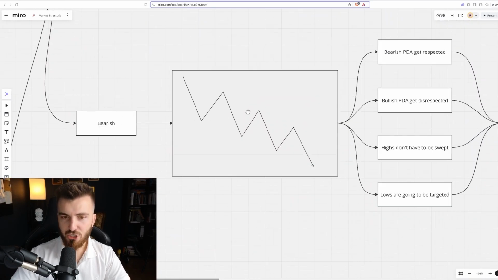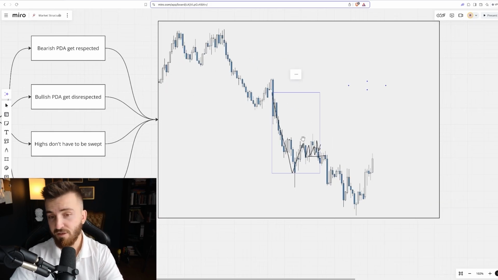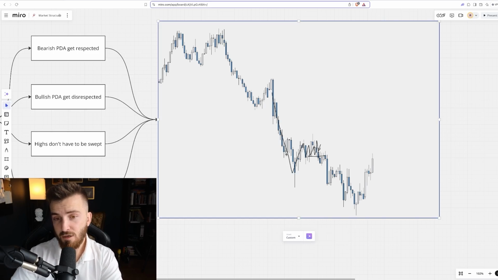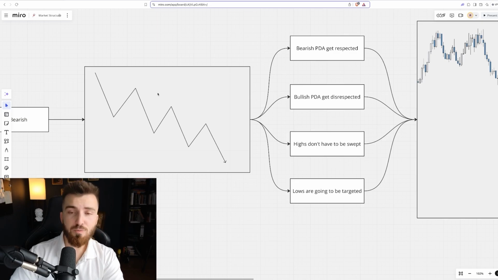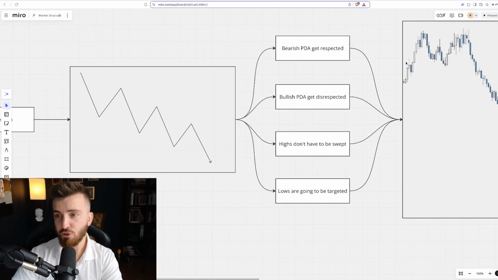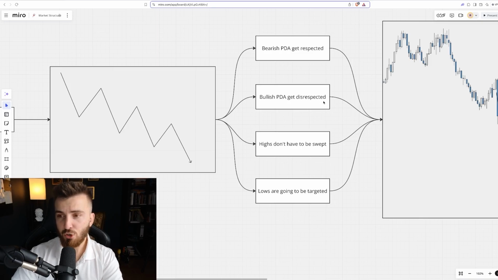Then on a bearish market structure, this is a picture-perfect bearish market structure. And we've seen that happening here. You cannot tell me that this is not picture-perfect market structure. You can't. I'm sorry. This is beautiful. Beautiful market structure. And on clean bearish market structure, bearish PD arrays get respected. Bullish PD arrays get disrespected. So again, bearish order blocks and bearish fair value gaps are going to be respected as I showed you right here. Bullish PD arrays are going to get disrespected.